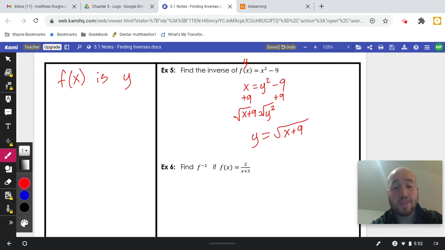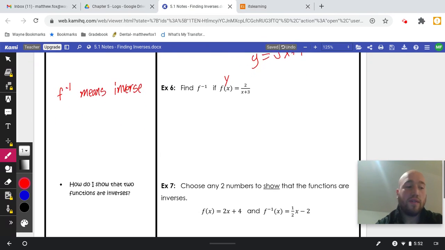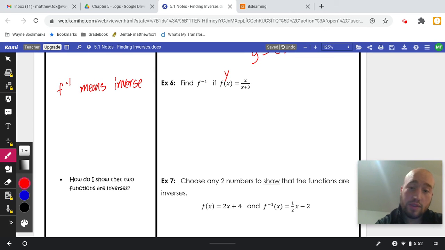Now example 6 looks different. It says find f of negative 1 if f of x equals 2 over x plus 3. But remember, we already said that f of x just means y. And f of negative 1, that just means the inverse. Okay? So f of negative 1 is another way of saying the inverse. So all we have to do here, once again, we'll switch our x and our y.